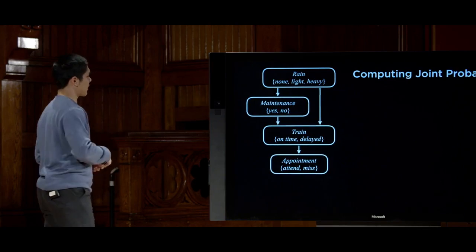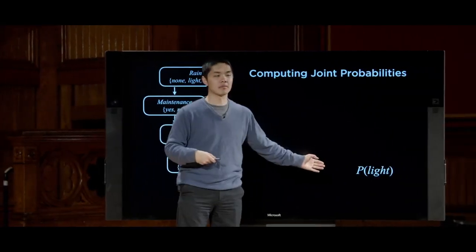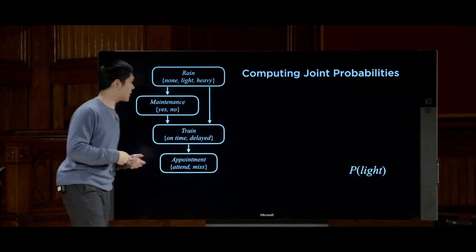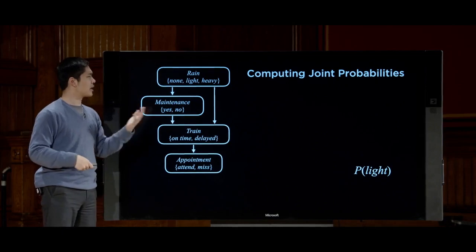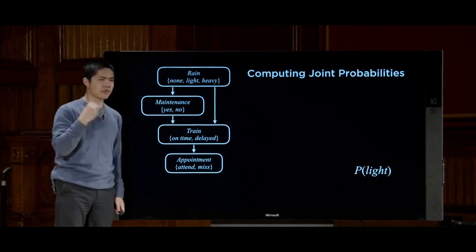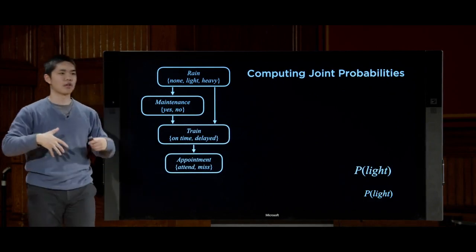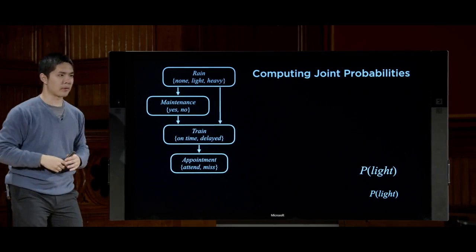So let's imagine, for example, that I just wanted to compute something simple like the probability of light rain. How would I get the probability of light rain? Well, rain here is a root node. And so if I wanted to calculate that probability, I could just look at the probability distribution for rain and extract from it the probability of light rain. It's just a single value that I already have access to.